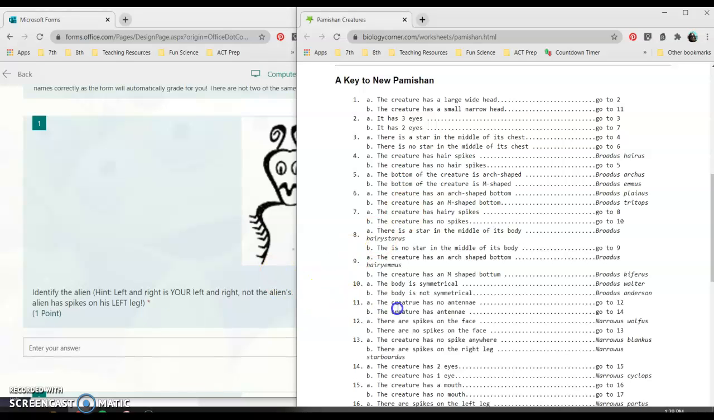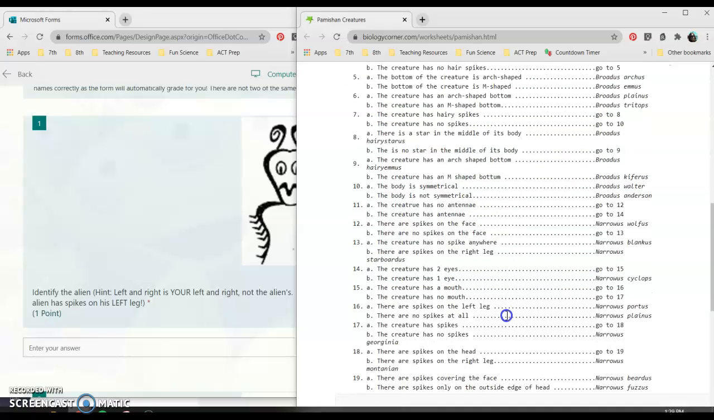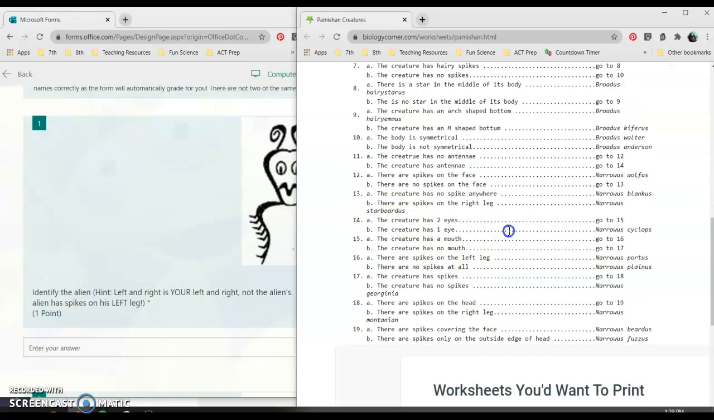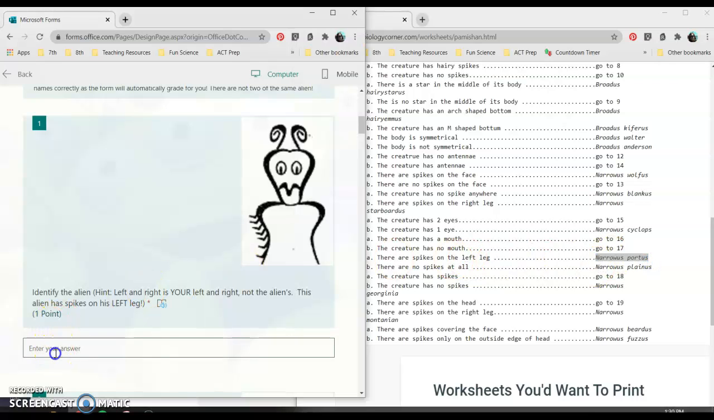So if I come down here to 11, it says the creature has no antennae or the creature has antennae. Looks like he has antenna. So we're going to go to 14. The creature has 2 eyes or the creature has 1. Our guy has 2 eyes. So from 14, we're going to go to 15. The creature has a mouth. I can see his mouth right there. So we're going to go to 16. The creature has spikes on his left leg, or there are no spikes at all. He has spikes on his left leg, which again is our left, not his, and that's what the hint tells you. So your first answer that you would fill in is narrowus portus.